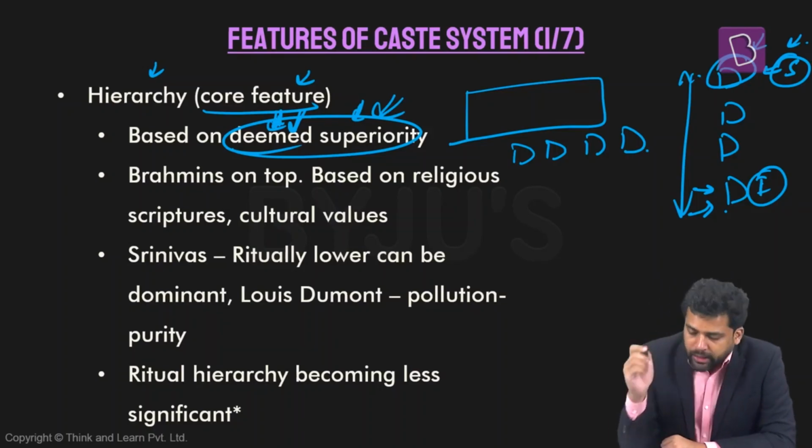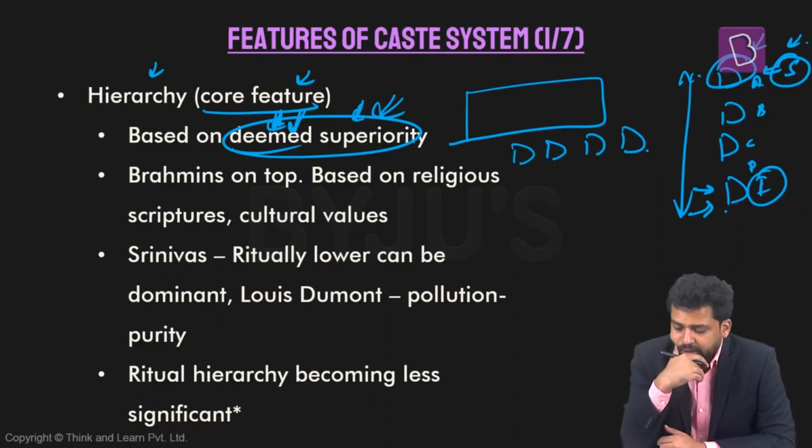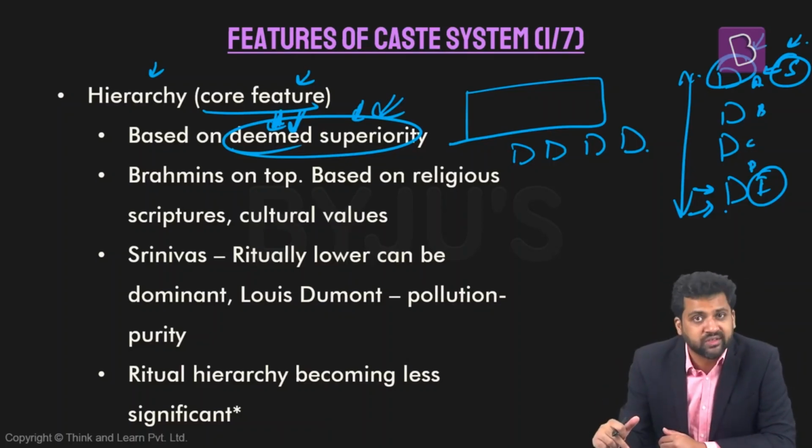Also, there's another thing. Let's say these are some 4-5 groups here: A, B, C, D. These are, let's say, 4 different classes. I'm not naming the classes, by the way. So there's a hierarchy here. A is considered superior to B, B is considered superior to C, C is considered superior to D. A, B, C are considered superior to D. A, B are considered superior to C as well.